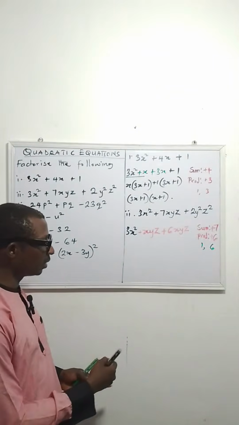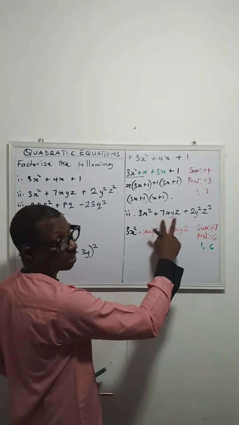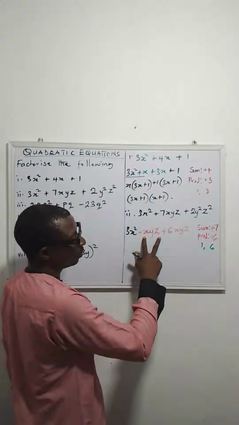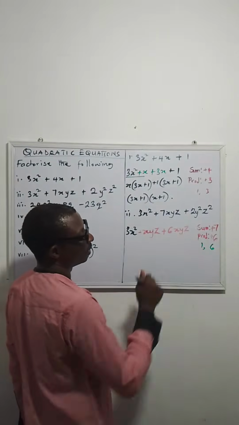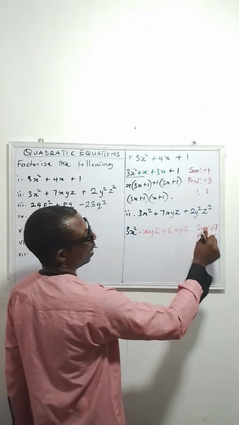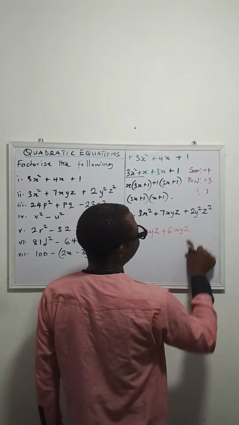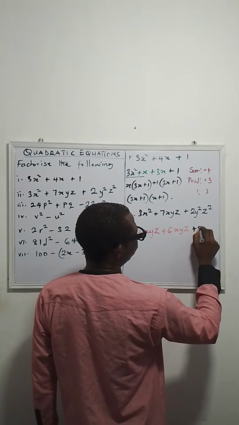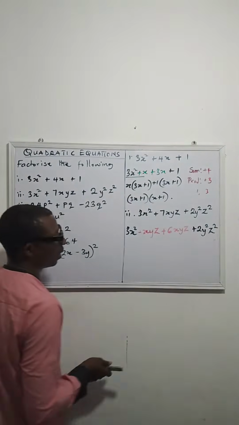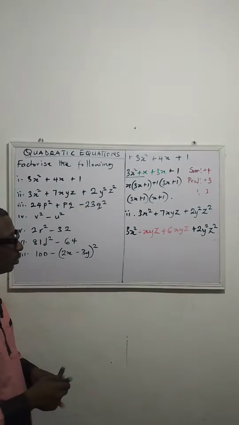So when you add these two together, it's going to give you 7xyz. This is 1xyz. This is 6xyz, giving us 7xyz. And here we have plus 2y squared z squared. All right. So what is the next thing to do?